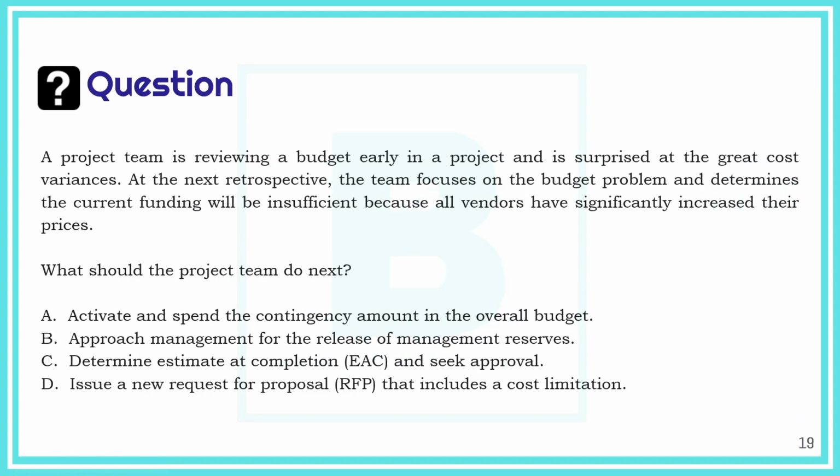Okay. Now, next question. A project team is reviewing a budget early in a project and is surprised at the great cost variances. So at the next retrospective, the team focuses on the budget problem and determines the current funding will be insufficient because all vendors have significantly increased their prices. So what should the project team do next? Activate and spend the contingency amount in the overall budget, or approach management for the release of management reserve, or determine estimate at completion and seek approval, or issue a request for proposal that includes cost limitations.